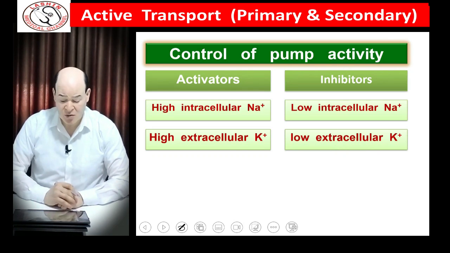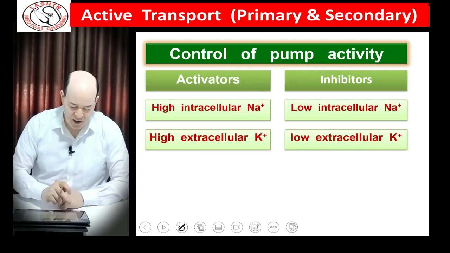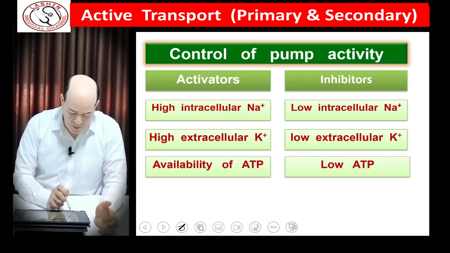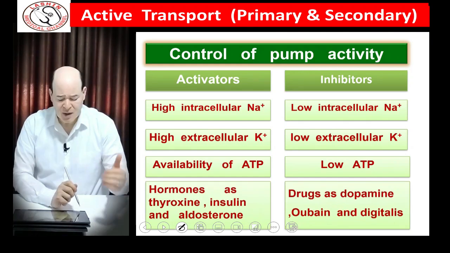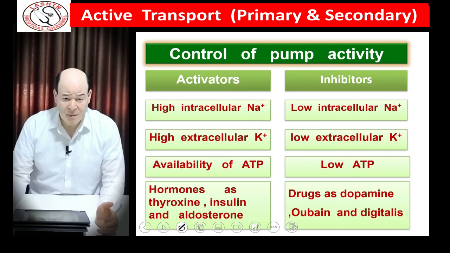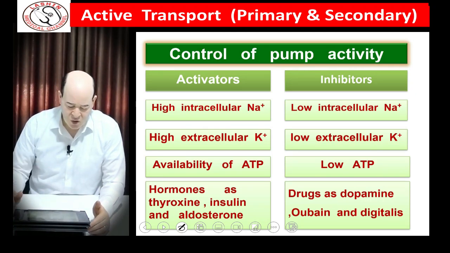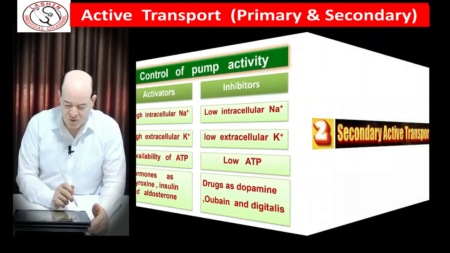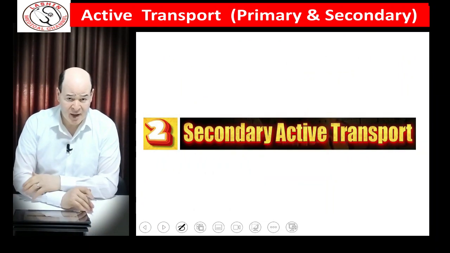Low intracellular sodium and low extracellular potassium are inhibitory to the pump activity. Availability of ATP activates. However, presence of little ATP decreases the pump activity. The pump is controlled by many hormones and chemical substances, and this is the basis of its clinical application. Hormones like thyroxine, insulin, and aldosterone are activators for the pump. However, materials like dopamine, ouabain, and digitalis are inhibitors of the pump. We finished the primary active transport.